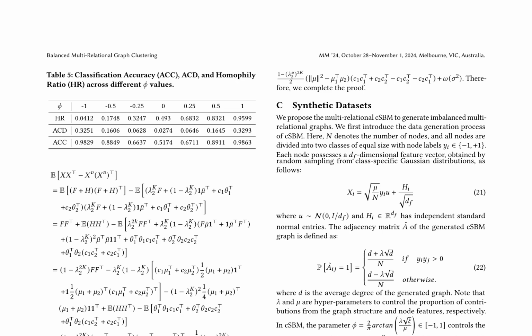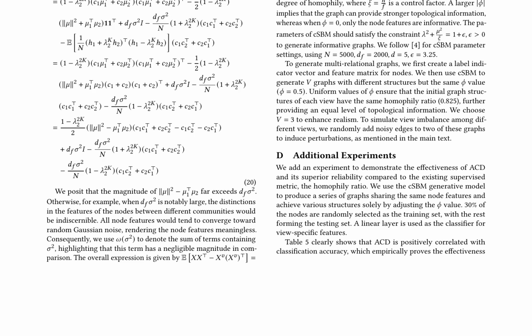The synthetic datasets are generated by introducing perturbations to the initial graph structures, resulting in imbalanced multi-relational graphs. The authors then use a linear layer as a classifier for view-specific features and show that ACD is positively correlated with classification accuracy, empirically proving its effectiveness.